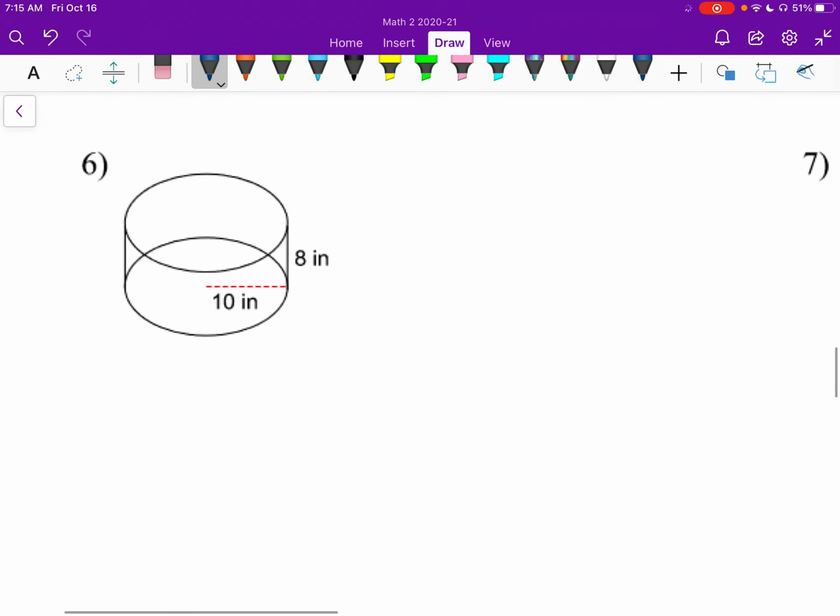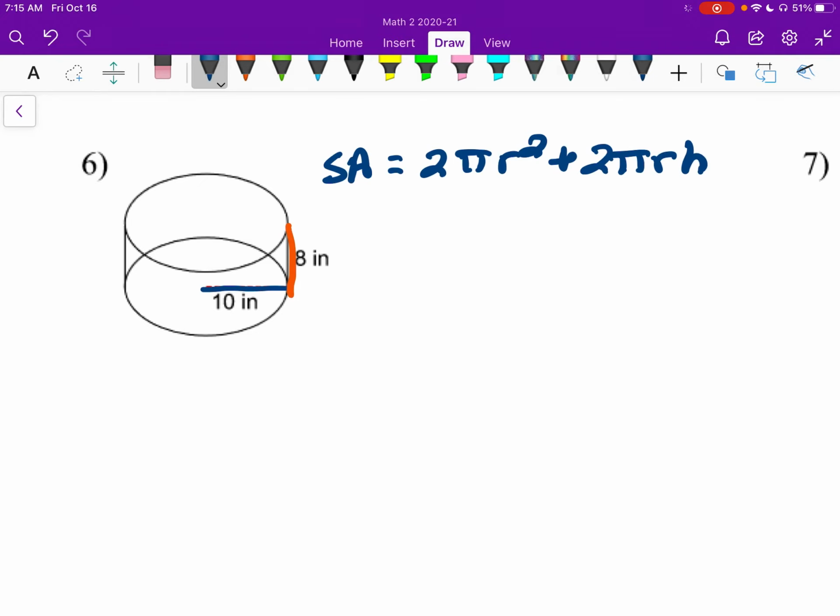All right. Number 6, here we have a cylinder. It gives us our radius. Sometimes they'll give you the diameter, and you need to remember to cancel that out to the radius. And here's our height. The formula that I'm going to write here for us, surface area equals 2 pi r squared plus 2 pi r h.